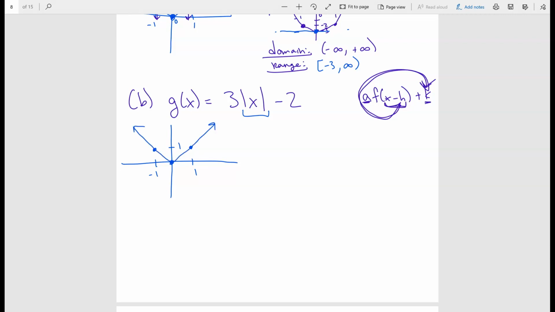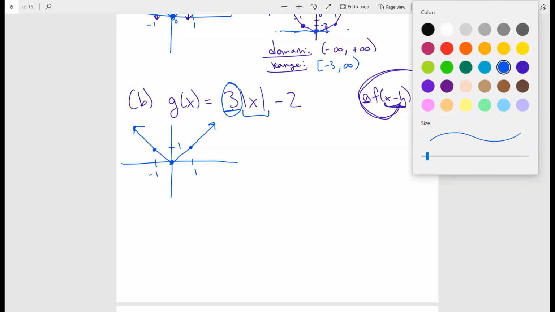So it looks like that. Okay, so now what we're going to do is we're going to take this 3. So now this 3, basically what it does is going to stretch the graph. So basically what you're doing is you're multiplying every single y value by that number.